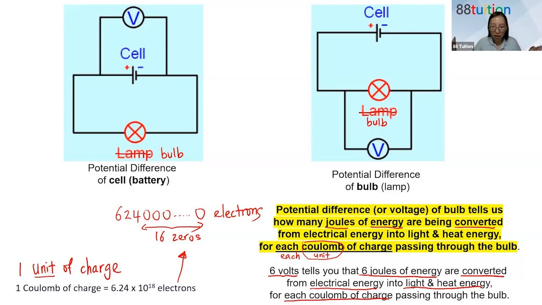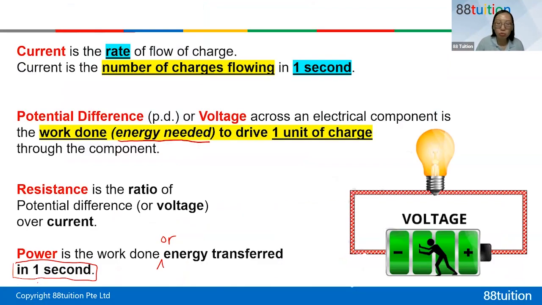If you have a 12 volts light bulb, that means 12 joules of electrical energy converted to other forms of energy. So a 12 volts light bulb will obviously be brighter than a 6 volts light bulb. This is just another understanding of the meaning of potential difference. But I think it's good to remember all these 4 definitions for the electricity topic.